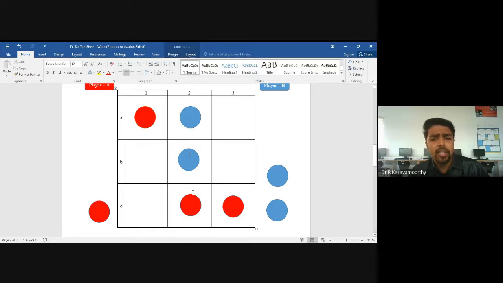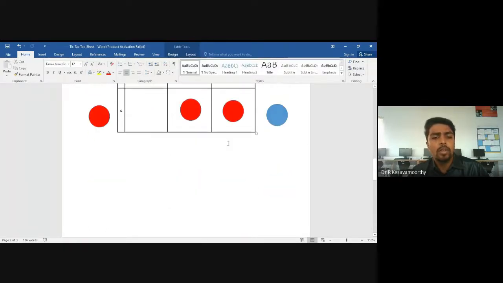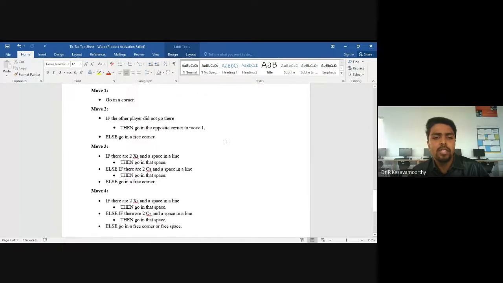Else, if it is not the case, I have to go into any of the free corner. Right, this is my move 3. So let me make the move 3 for the player B also. Say for example, I'm making the move here. Now for the move 4, what is the instruction? You can see here. If there are two X and a space in line, go in that space. If there are two O's and a space in the line, then go in that space.